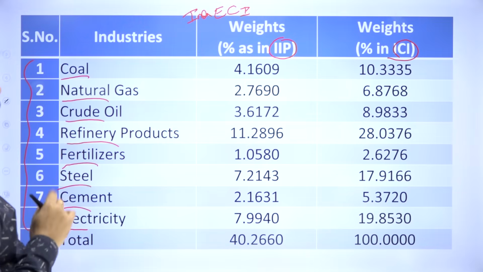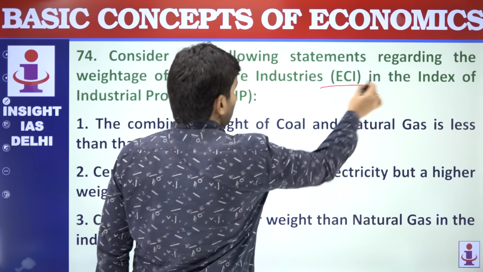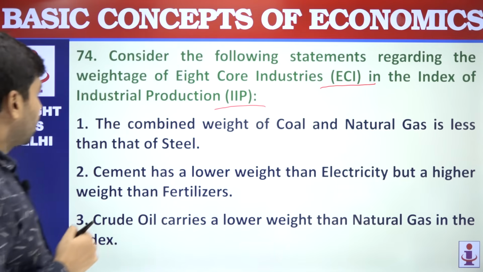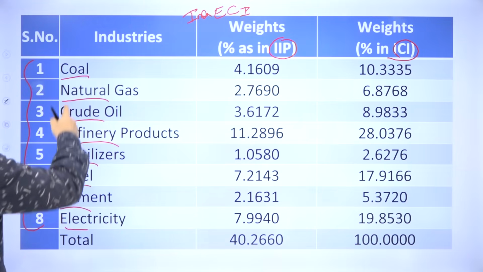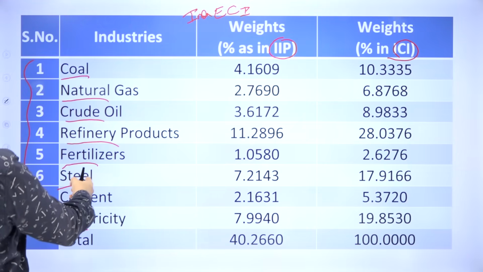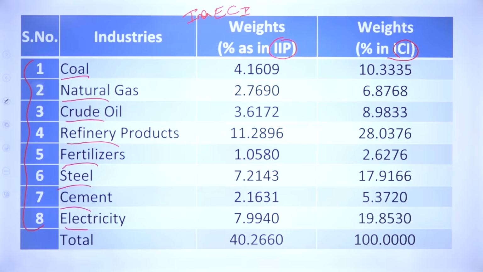So this is very important. Next question is about the weightage of 8 core industries in the IIP. The combined weight of coal and natural gas is less than that of steel. Let's check now. Combined coal and natural gas is less than steel. So 4 to 6, it is 7. Yes, it is less than steel.